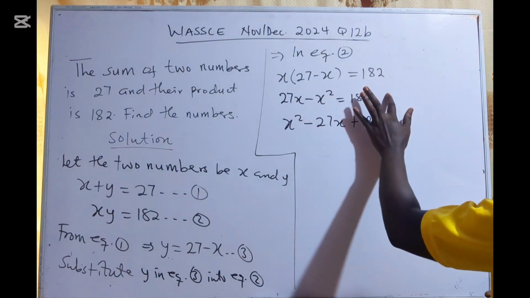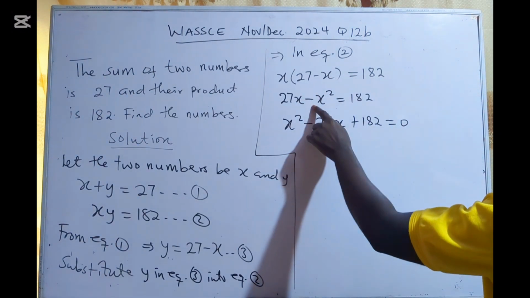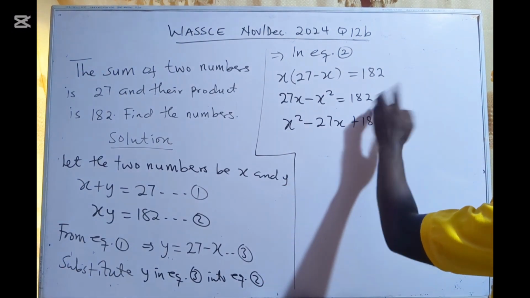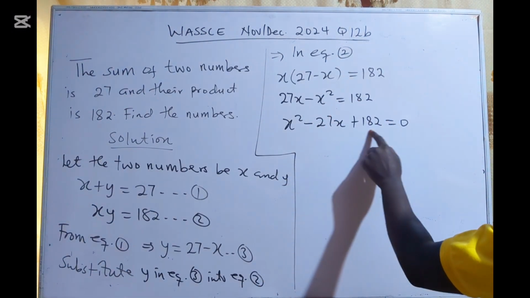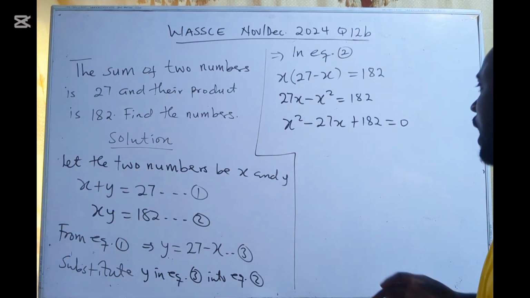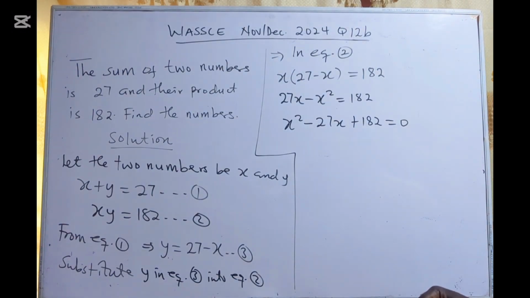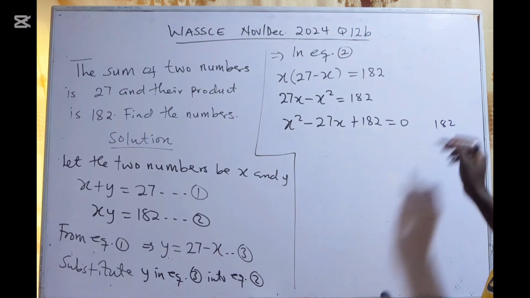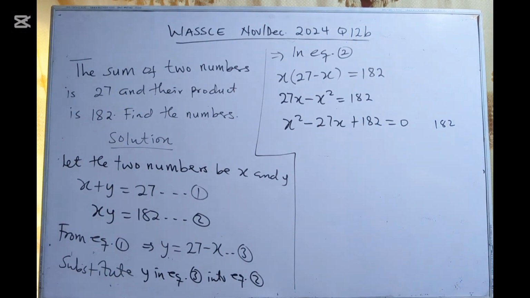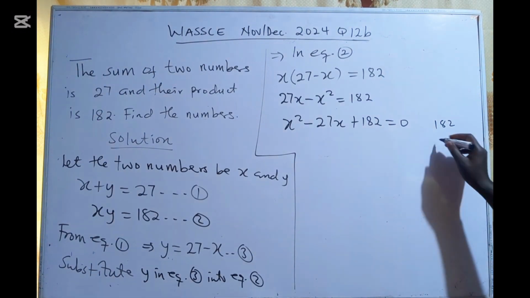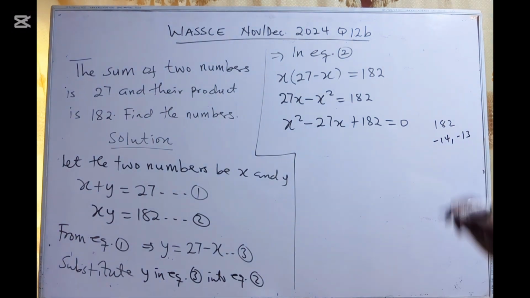So when x squared comes to this side, it becomes positive x squared, since it was negative. 27x becomes minus 27x. And 182 was positive on the other side, so it remains positive, and then equate it to 0. Okay, so I have a quadratic to solve. The coefficient of the x squared is 1, times the constant 182. Then I find two factors of 182 that will give me negative 27. So what are the two factors? The two factors are minus 14 and minus 13.